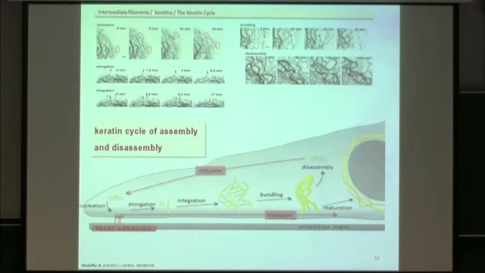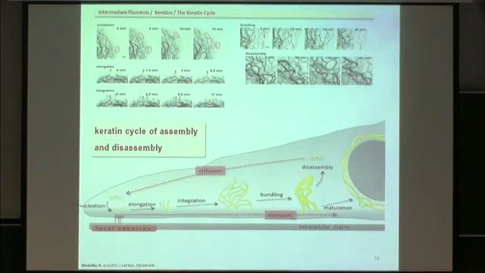From all these observations, we propose the keratin cycle of assembly and disassembly. So starting again with the nucleation in the very outside of the cell, close to the lamellipodium, close to focal adhesions, we have this nucleation of the keratin filaments. We have the elongation, integration into the network, something we call bundling, and there's also a massive increase of fluorescence. So it might not only be bundling, it might also be incorporation of tetramers into the existing network.